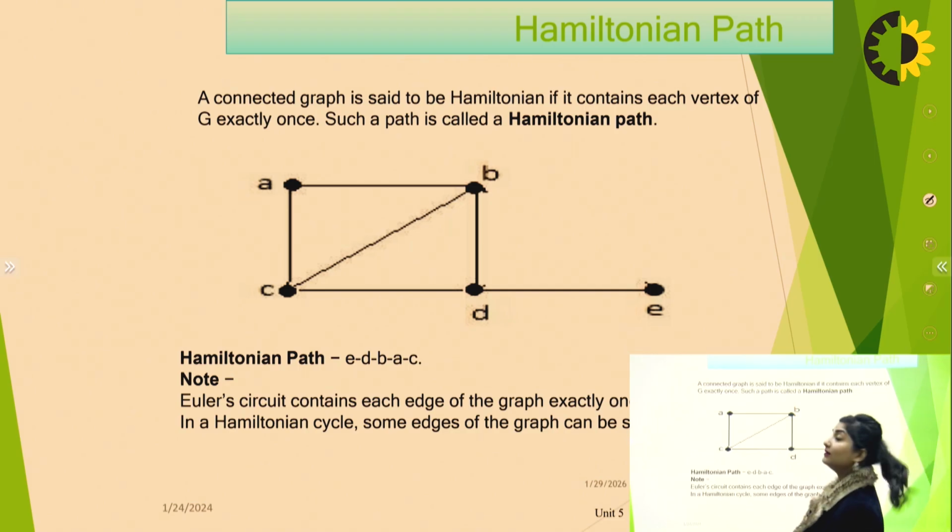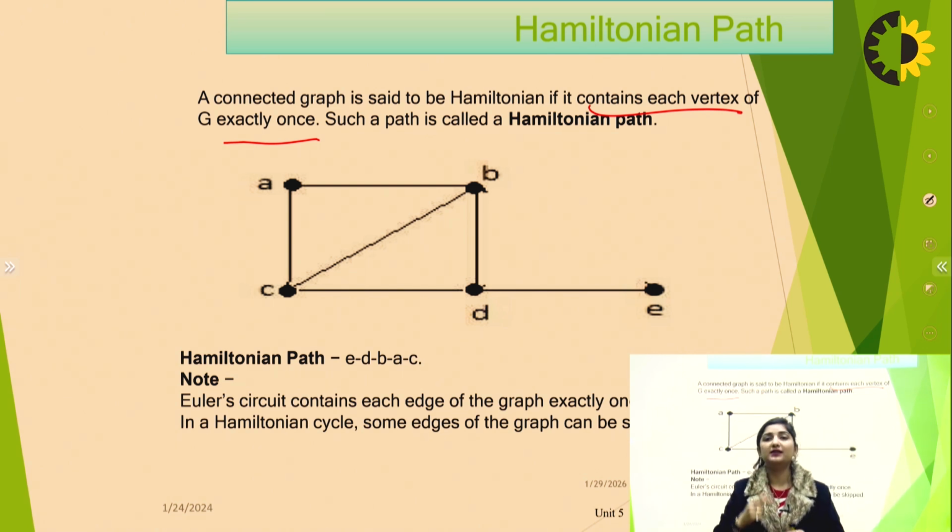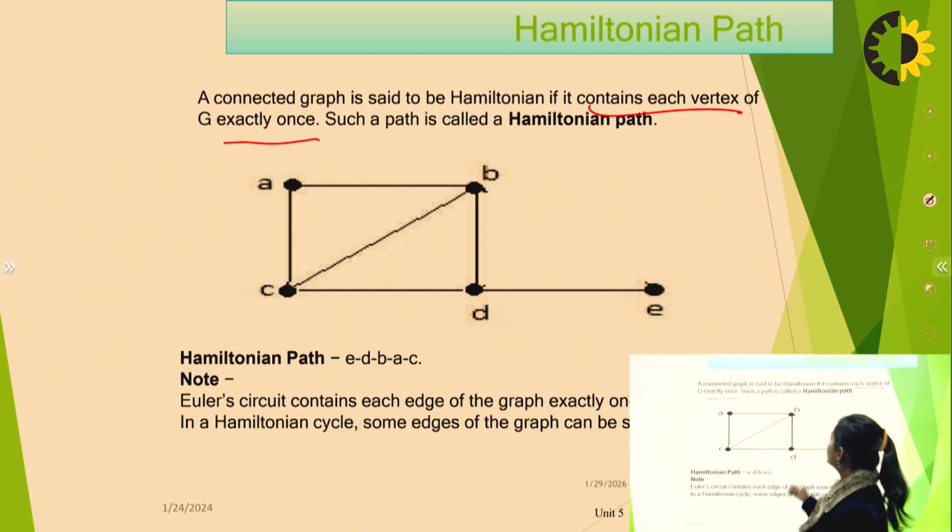Now, we come to another most important topic, which is Hamiltonian graph. A connected graph is said to be Hamiltonian if it contains each vertex of G exactly once. Such a path is called a Hamiltonian path. The catch here is that it contains each vertex exactly once. So, in Euler, it was that every edge is traversed only once. In Hamiltonian, it has to traverse every vertex just once, right? And edges can be skipped.